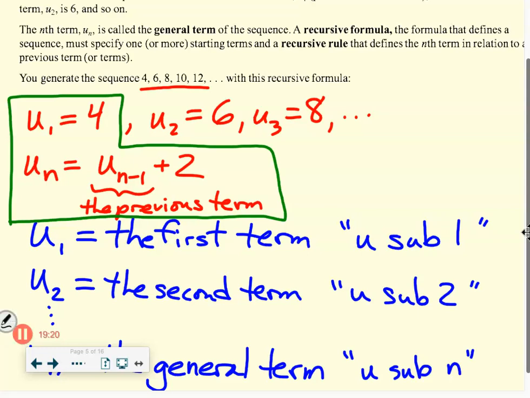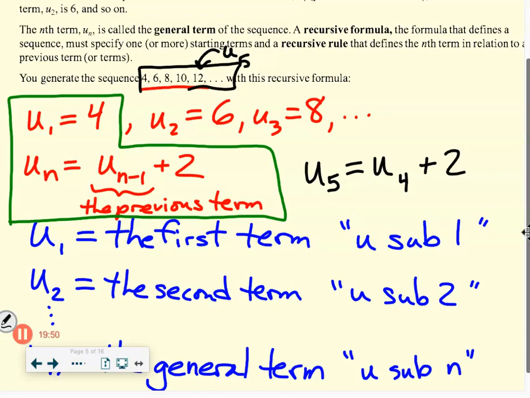What the heck does this u sub n and this u sub n minus 1 mean? Well, let's take a look at this sequence. This 12, which term is that? That's u sub 5. So u sub 5 is the same thing as u sub 4 plus 2. U sub 5 is 12, u sub 4 is 10, plus 2. So u sub 5 equals u sub 4 plus 2.